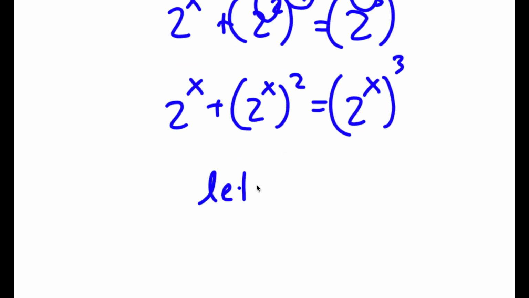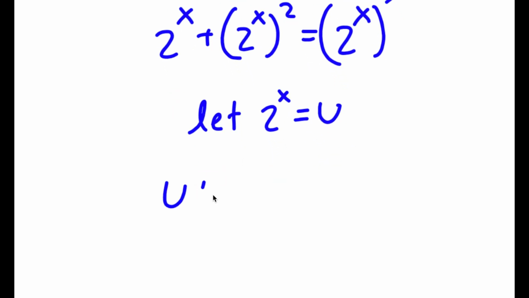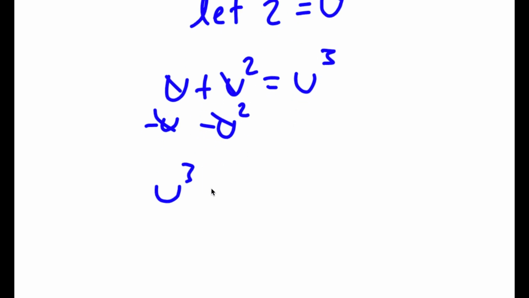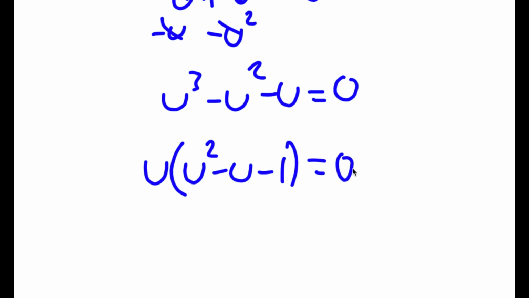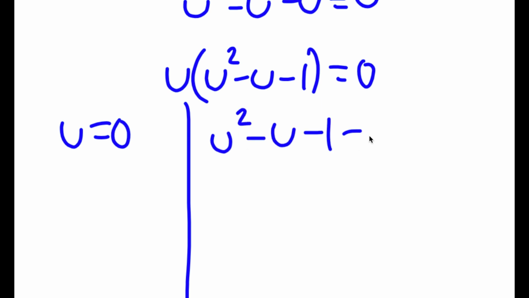Now I can let 2 to the power of x equal to the variable u. So now if I replace 2 to the power of x with u, I get u plus u squared is equal to u to the power of 3. And now if I subtract u squared and u on both sides, I get u to the power of 3 minus u squared minus u is equal to 0. Now I'm going to factor out u, so I get u times u squared minus u minus 1 is equal to 0. And this gives me two equations. I get u is equal to 0, and I get u squared minus u minus 1 is equal to 0.